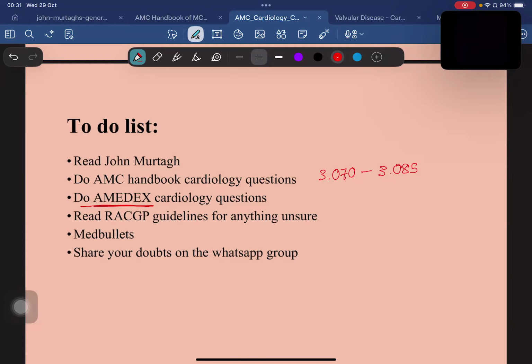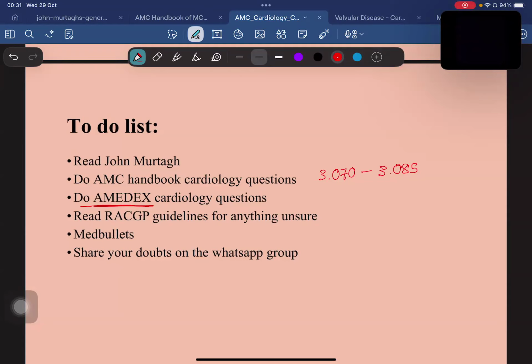So if you wouldn't mind, if you have already booked the exam, I would say subscribing to Amadex monthly or 3 monthly or 6 monthly, whatever you would want, would definitely be helpful. So try to get that. You don't have to do it right away. Maybe you could do that after a couple of weeks of preparation.